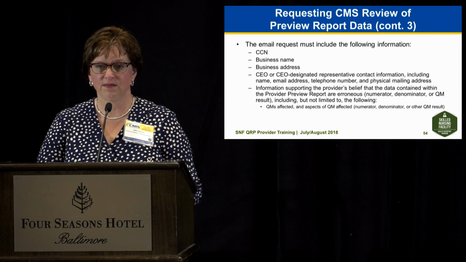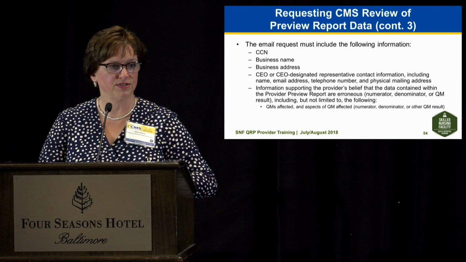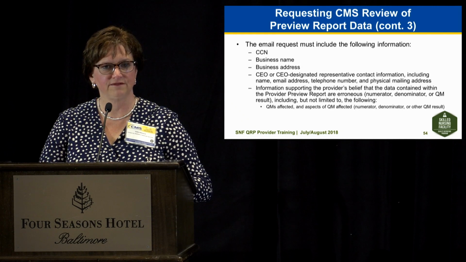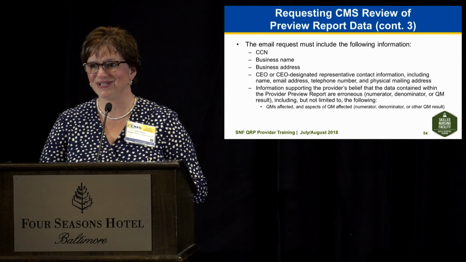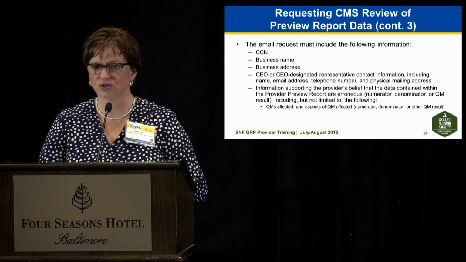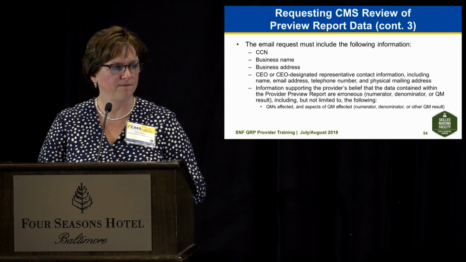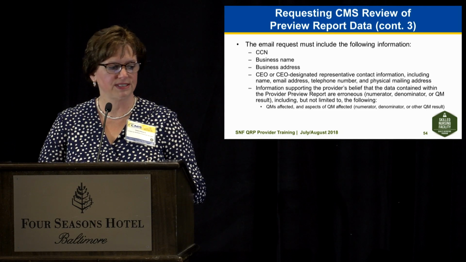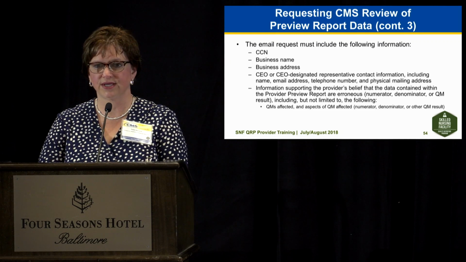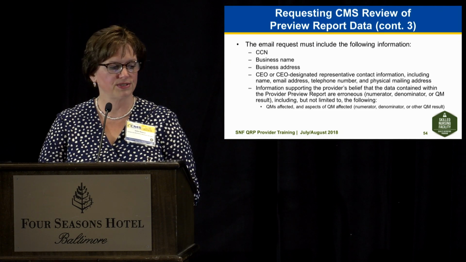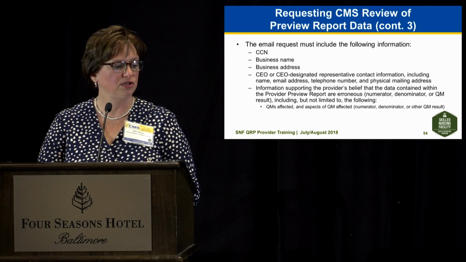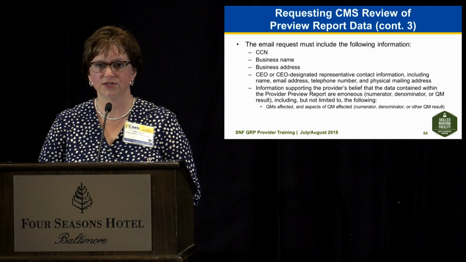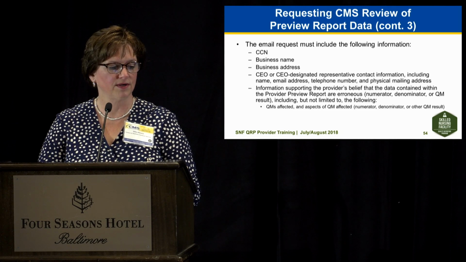Within the body of the email, then, there's certain information that you must include, and we've identified this information for you. So while you included your CCN in the subject line, you must also include your CCN in the body of the email. You must include your business name, your business address, the CEO or CEO designated representative contact information, which includes their name, email address, telephone number, and physical mailing address.